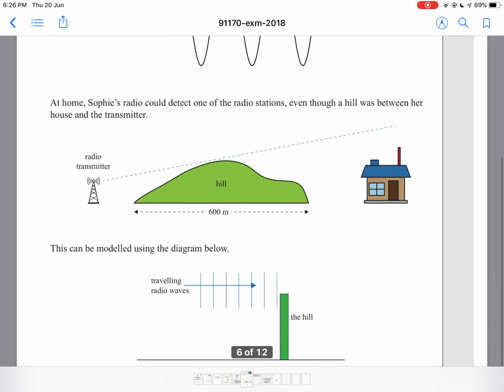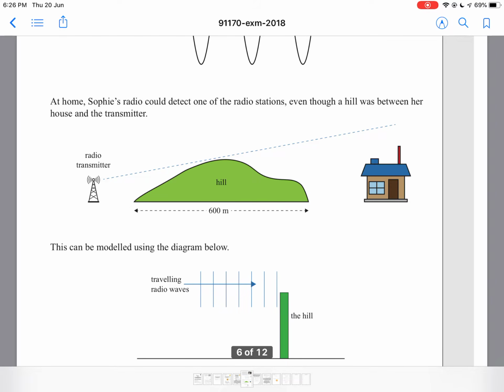At home, Sophie's radio could detect one of the radio stations, even though a hill was between her house and the transmitter. This can be modeled using the diagram below.